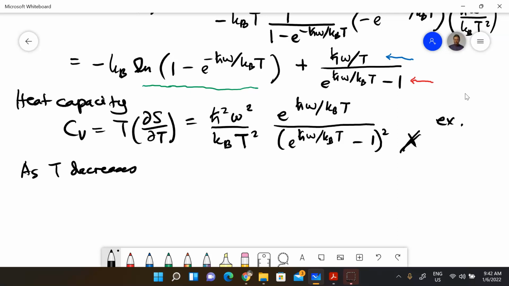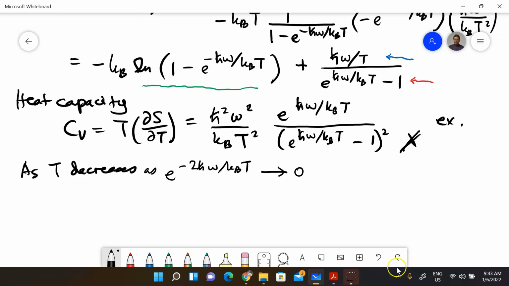But then you also have this at the denominator, which is now the square of that. So effectively, it will decrease as exponential minus 2ħω over k_BT. At lower temperatures, in the end it will go to 0.